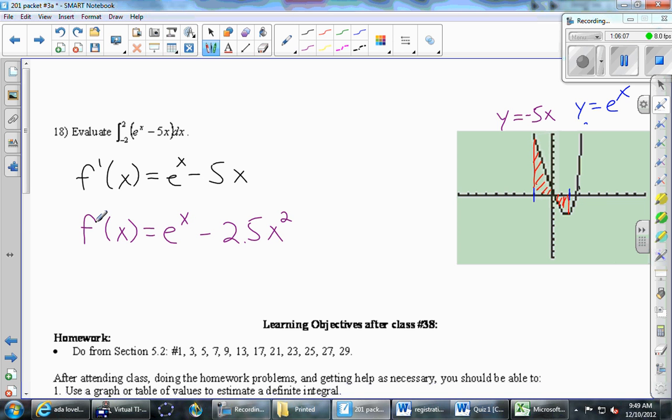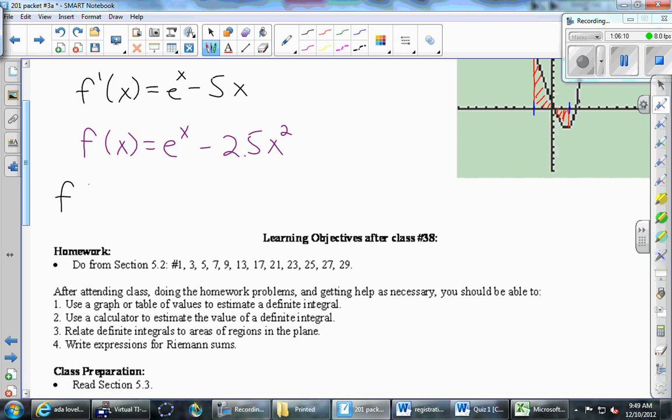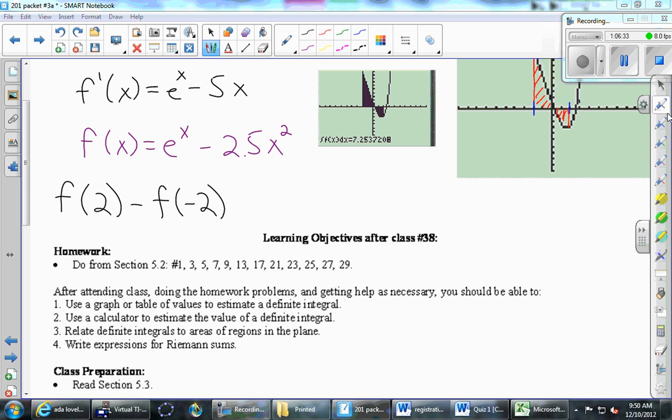But what I want to do is ask you guys to, on your calculator, find f of 2 and subtract f of negative 2. So you've got your function in purple. I want you to find e squared minus 2.5 times 2 squared. That's f of 2. And then subtract the other number. Anybody get an answer? What is it equal to? 7.25. Do you have any more?